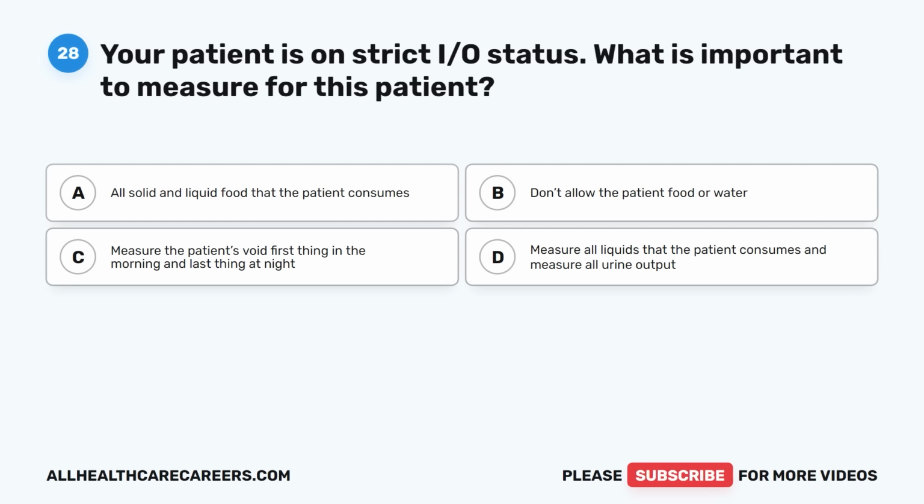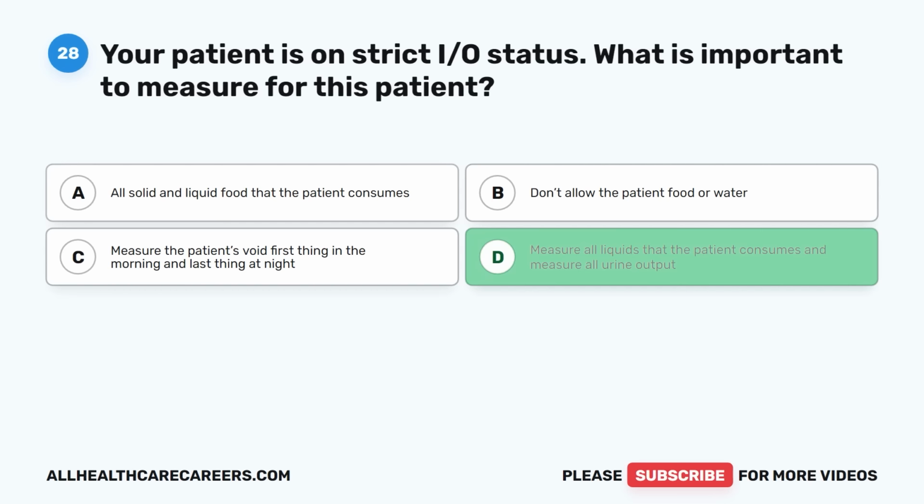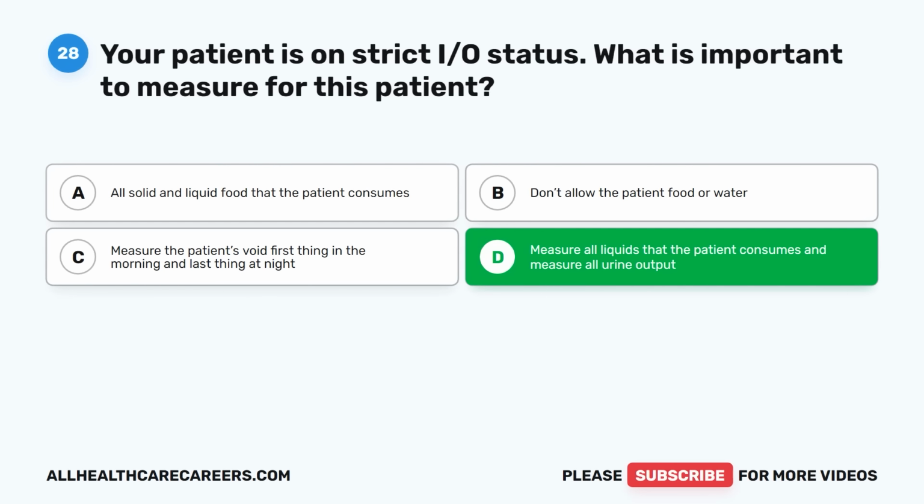Question 28. Your patient is on strict IO status. What is important to measure for this patient? A. All solid and liquid food that the patient consumes. B. Don't allow the patient food or water. C. Measure the patient's void first thing in the morning and last thing at night. D. Measure all liquids that the patient consumes and measure all urine output. The correct answer is D.